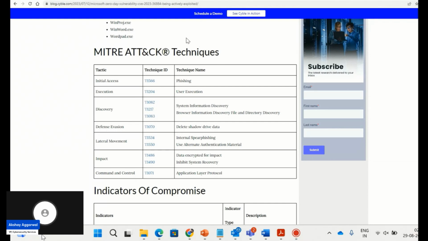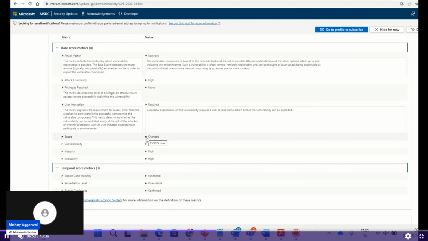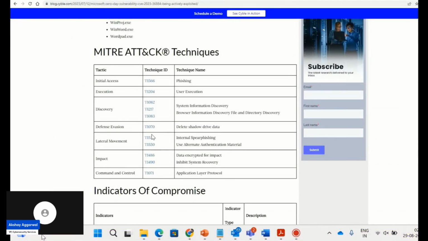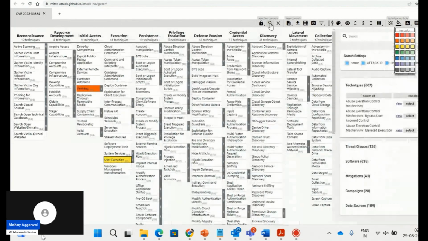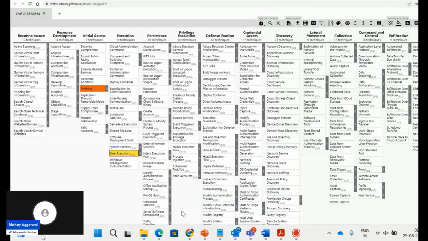Since there was already a research blog published on this CVE, it was in a way easy for me to populate this matrix. I think I was kind of lucky that there were multiple blogs available for me to do research on this particular CVE. If you search this option, it will highlight the techniques that were used in the attack, and then you can select. Let me search it again.